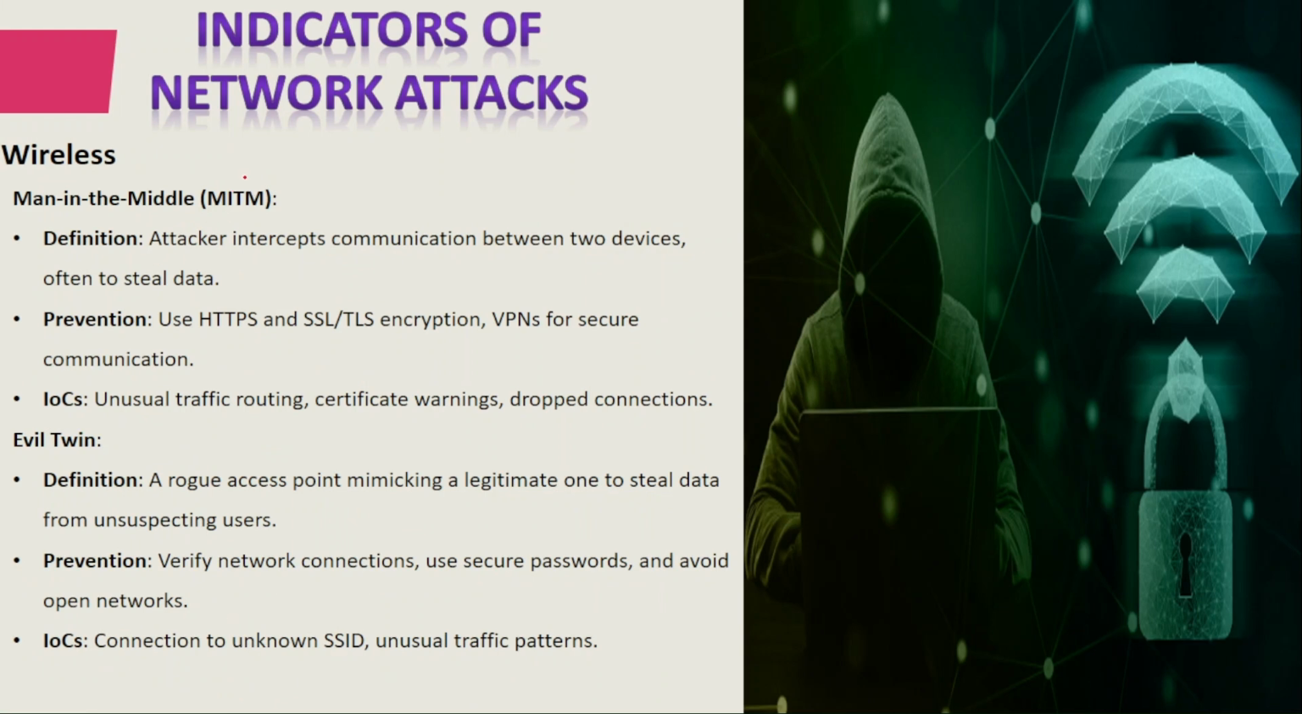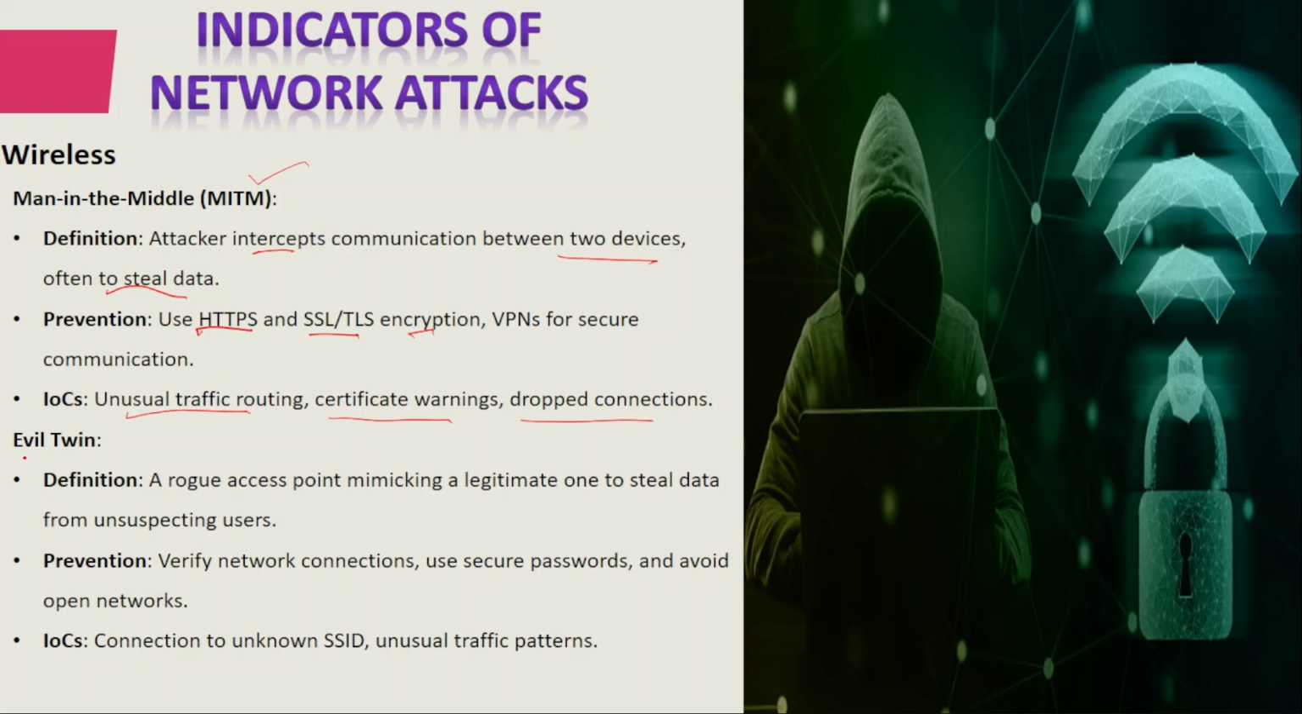Another wireless network attack is man-in-the-middle attack or MITM, which is when an attacker intercepts communication between two devices and tries to steal data. Prevention include using the secure protocols such as HTTPS and SSL/TLS encryption and VPNs for secure communication. Indicators of compromise include unusual traffic routing, certificate warning, and dropped connections.